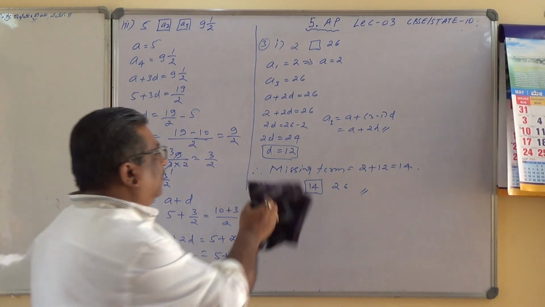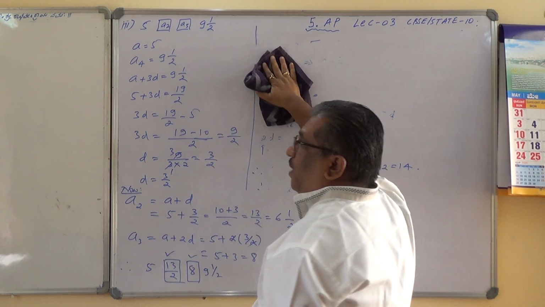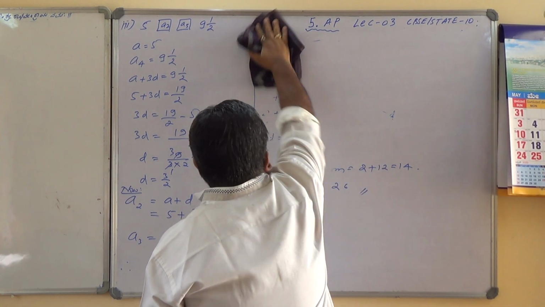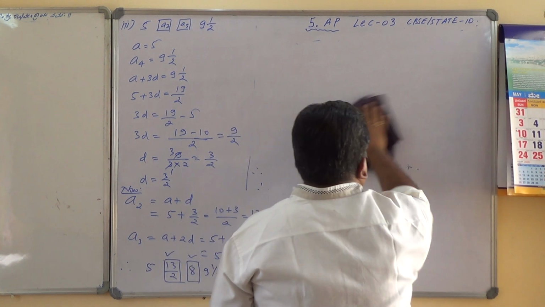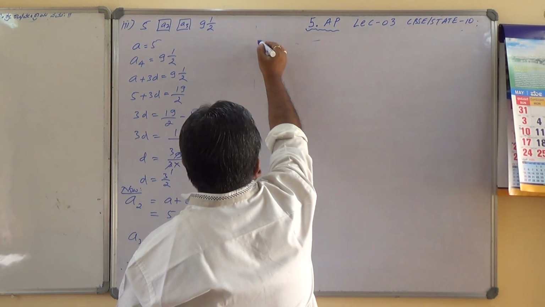Next, fourth one. It says which term of the AP is 78? The AP is given to you. Which term is 78? Let me write that one. Fourth one.